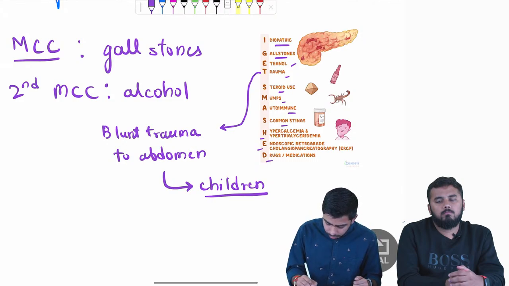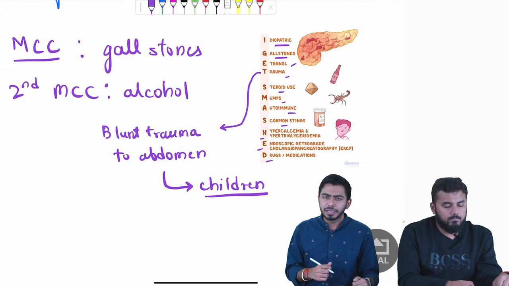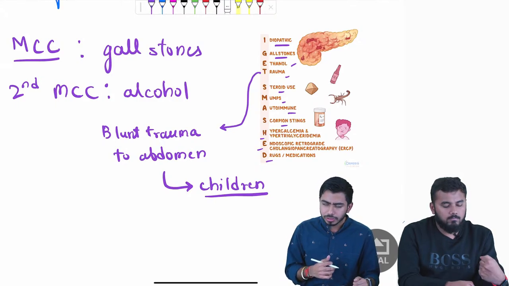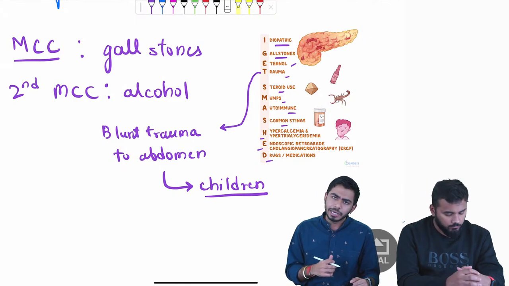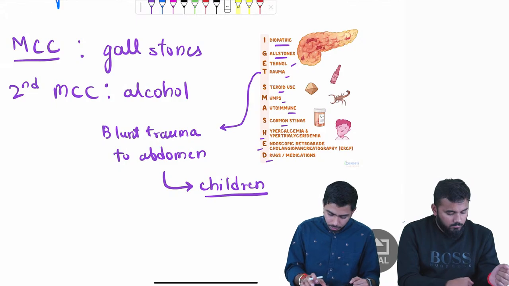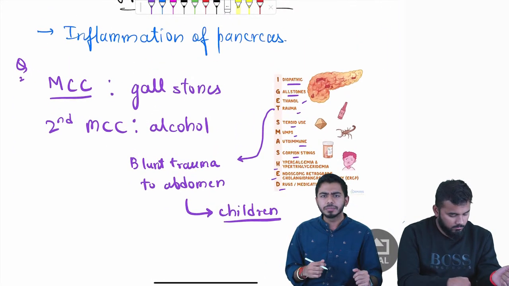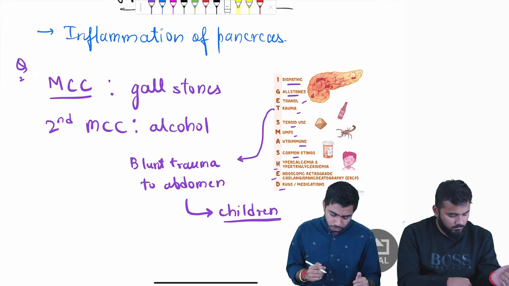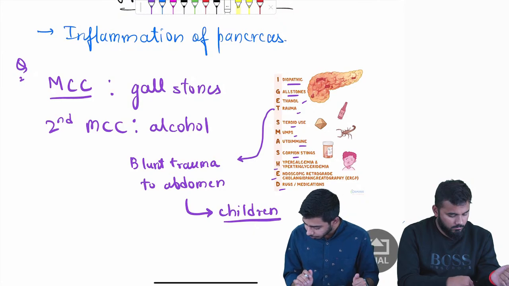Then some particular drugs can cause acute pancreatitis, right? Mainly the thiazide diuretics might cause that, or metronidazole use can cause acute pancreatitis. So these are some particular causes. Sometimes they ask you, and very commonly they might ask you, the most common cause, that is gallstones. The most common cause in children will be blunt trauma to the abdomen, right?